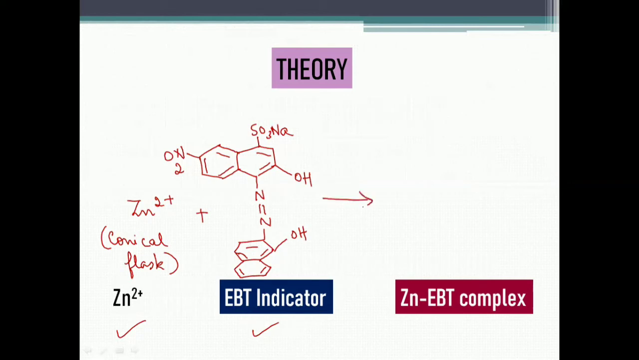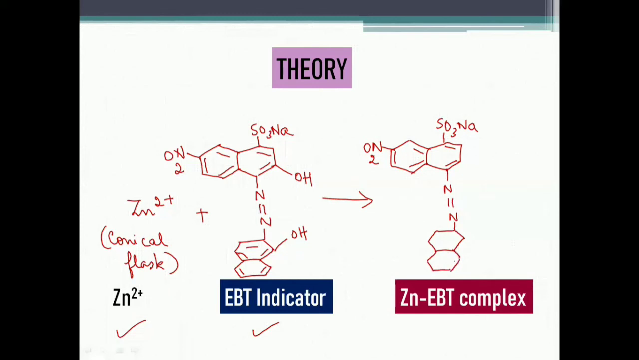So now what happens is, in the first step, the zinc will form a complex with the EBT indicator. We can see here in the structure of the EBT indicator, SO3Na. Here NO2, and N double bond N, this is the azo group. And here we again have 2 rings.